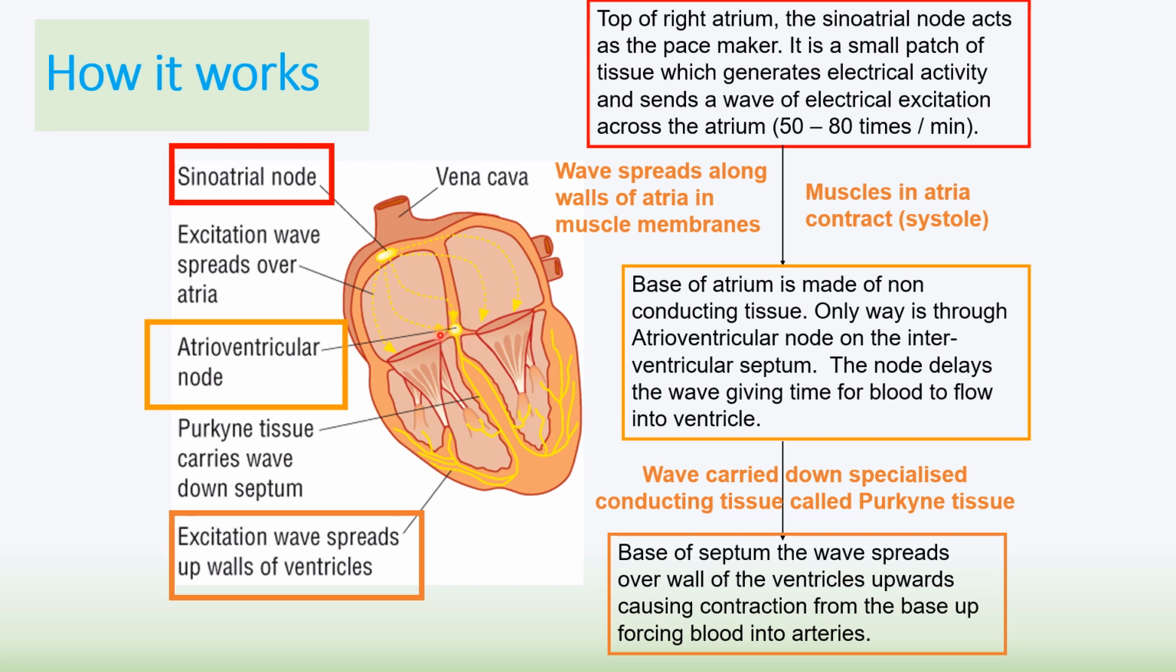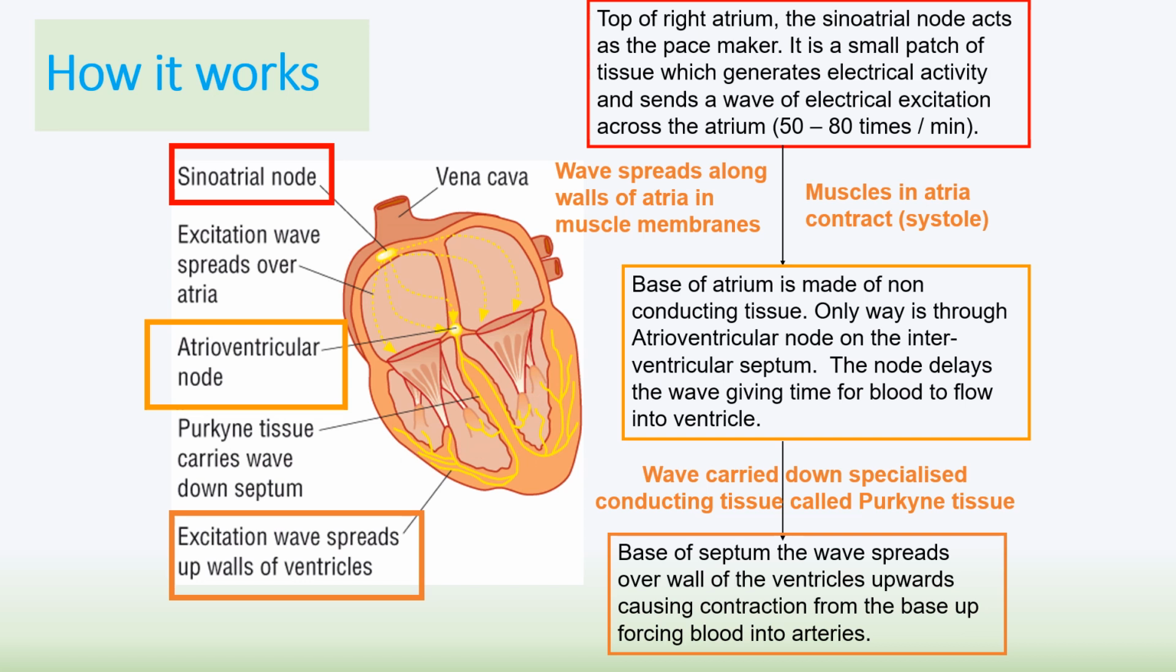This node delays the contraction going down, and that gives it time for the blood to fill up the ventricle. The wave of contraction then continues, and it travels down specialized tissues called the Purkinje tissues down the septum to the base of the heart, or the base of the septum, where contractions start moving from the bottom upwards, forcing blood up and out of the ventricles through either the pulmonary artery or the aorta.